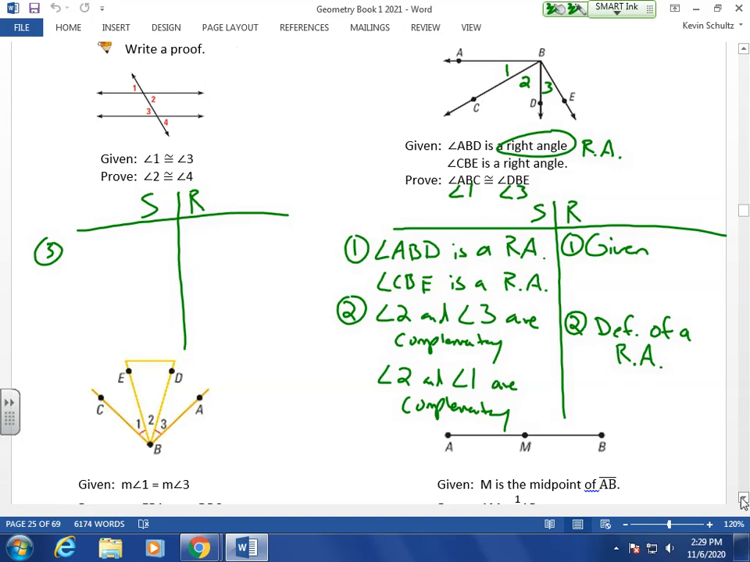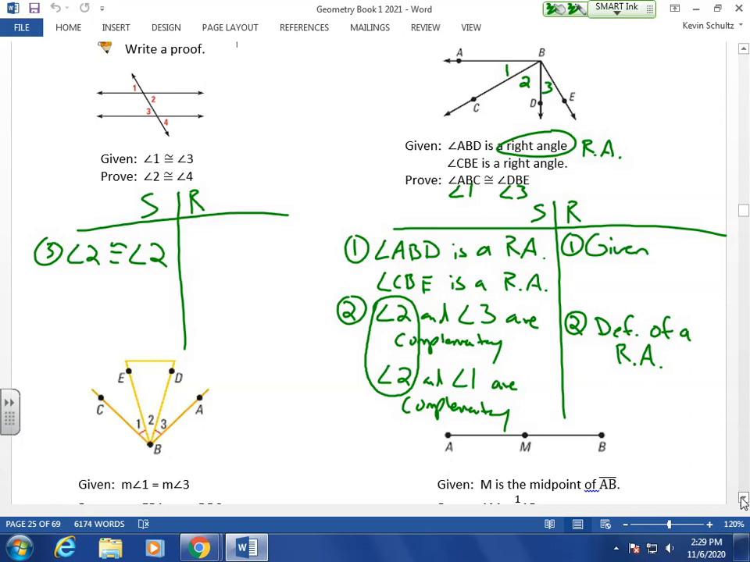If we can say that angle 2 is congruent to angle 2, what does that mean about angles 1 and 3? If both pairs of angles are congruent, right?